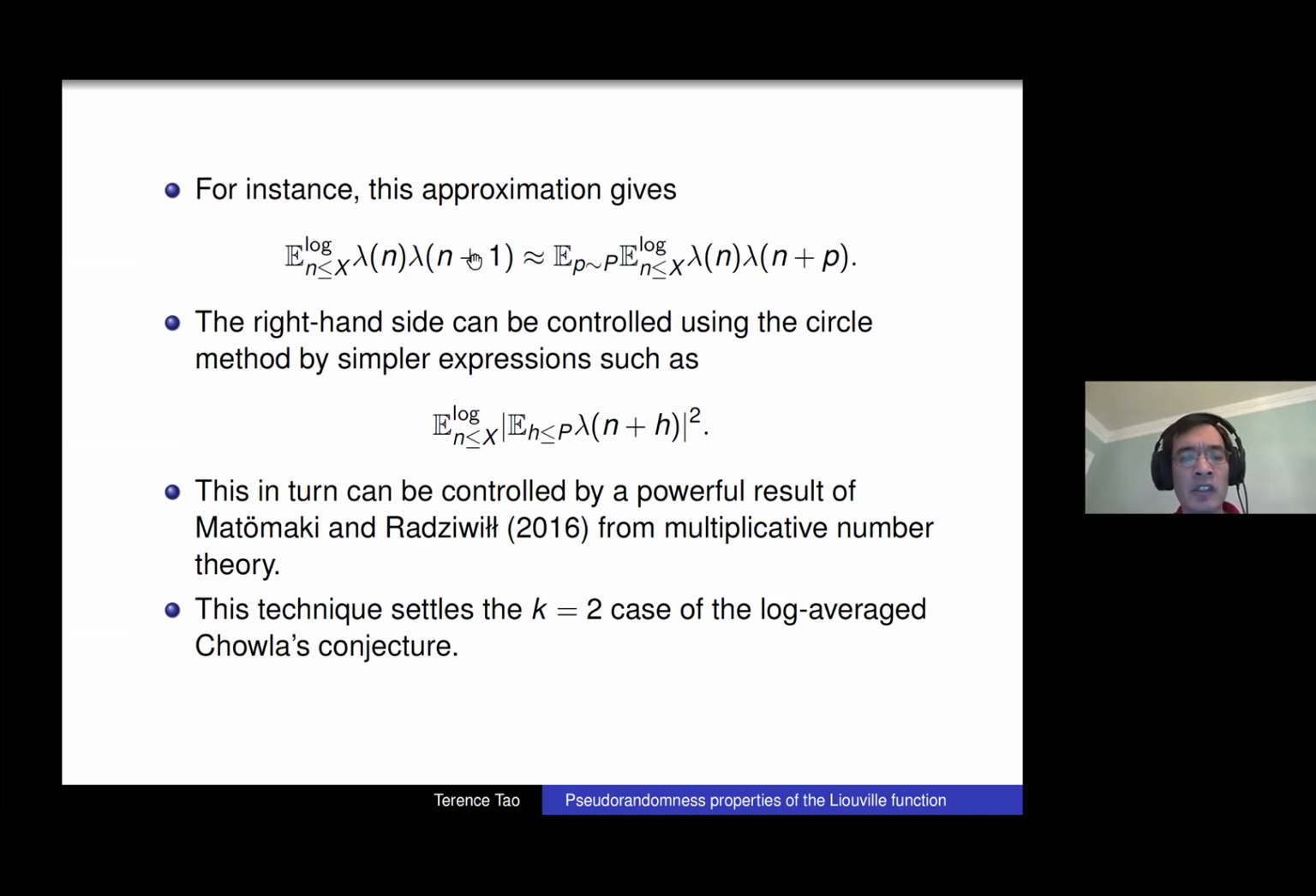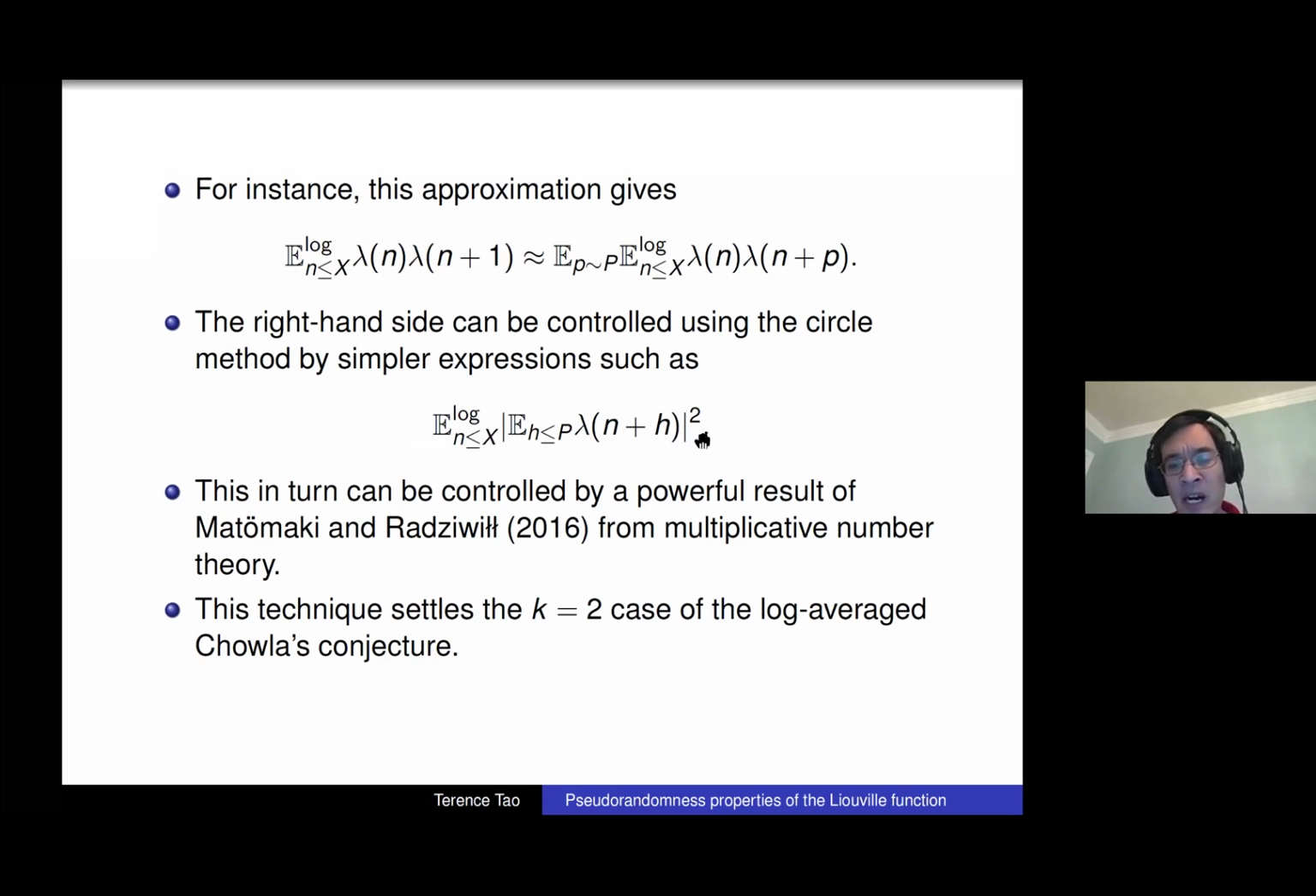So for example, the simplest non-trivial case of Chowla, if you wanted to correlate lambda of n with lambda of n plus 1, you can use these entropy methods to replace this with a correlation between lambda of n and lambda of n plus p, where p is a prime ranging in some range. And this double average turns out to be very tractable by the circle method, which I guess there'll be a whole week of workshops on later in this program. And you can control this double correlation by just averages of a single copy of lambda on a short interval. You have to add a few more terms, but this is the main term that controls this expression here.